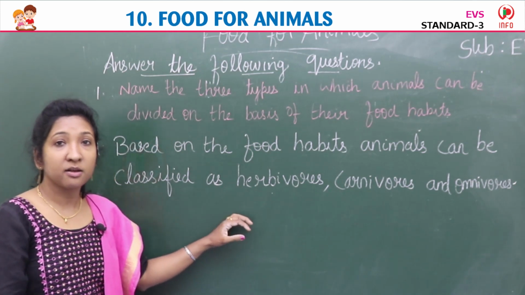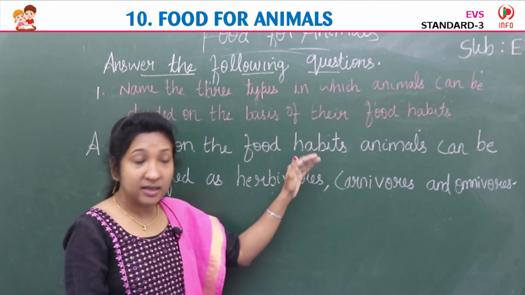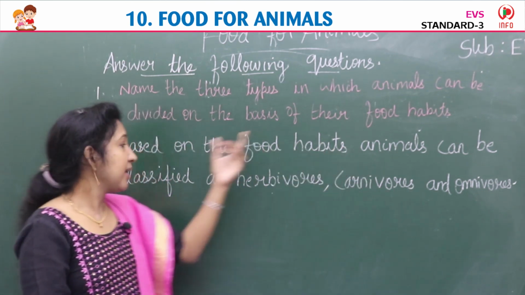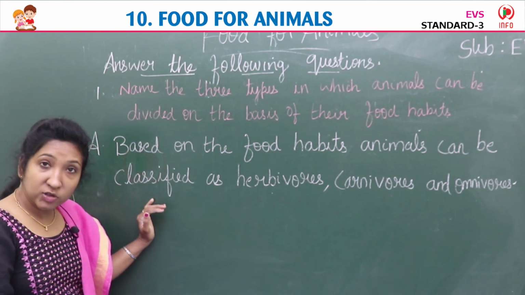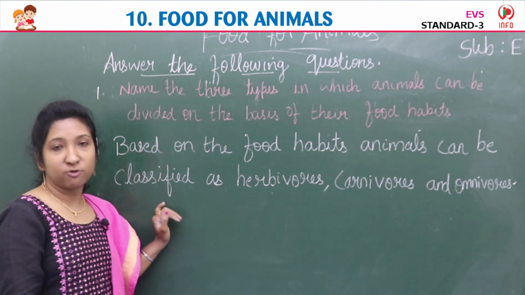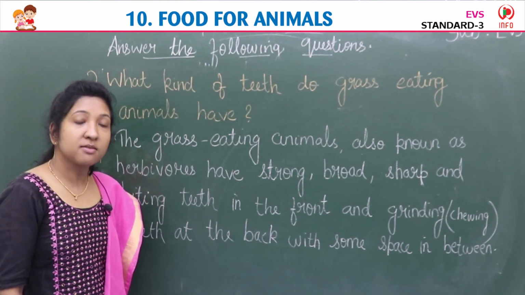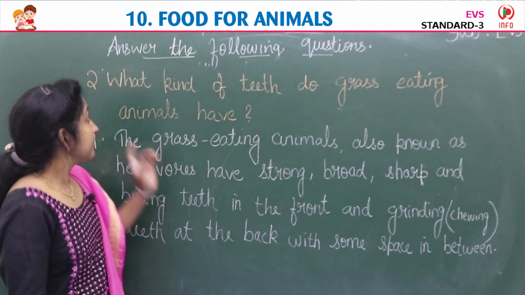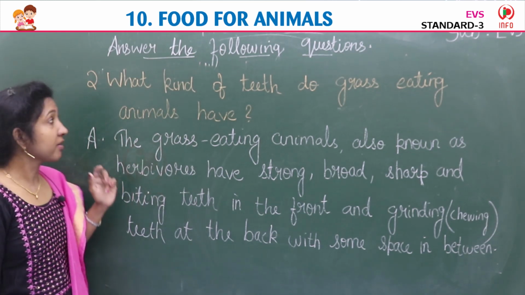Okay, children. Once more I'll read. Based on the food habits, animals can be classified as herbivores, carnivores and omnivores. Okay. Yes, children. So our next question, second question is, what is our second question, children?